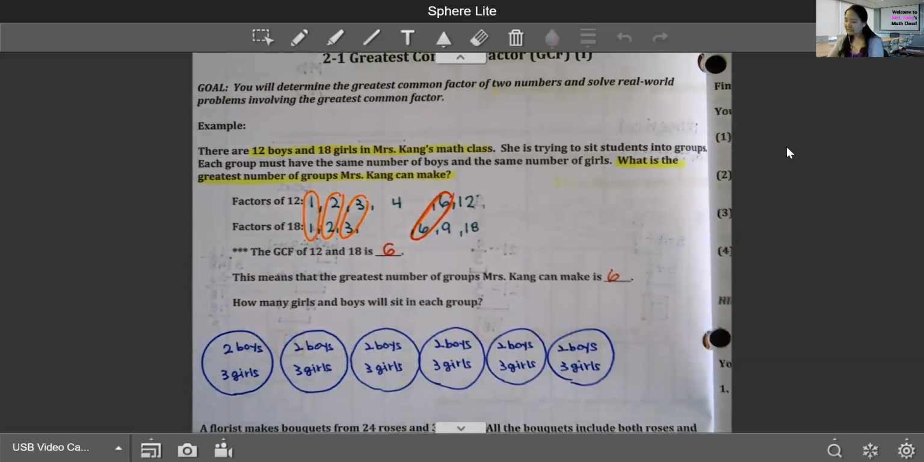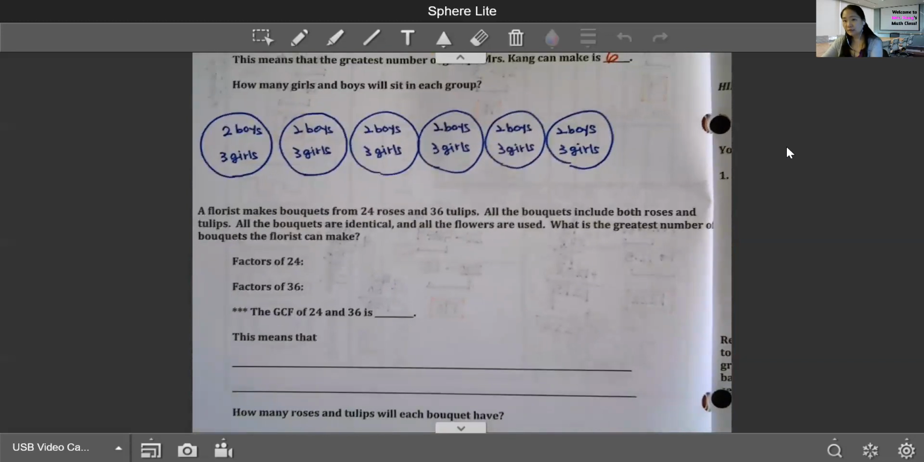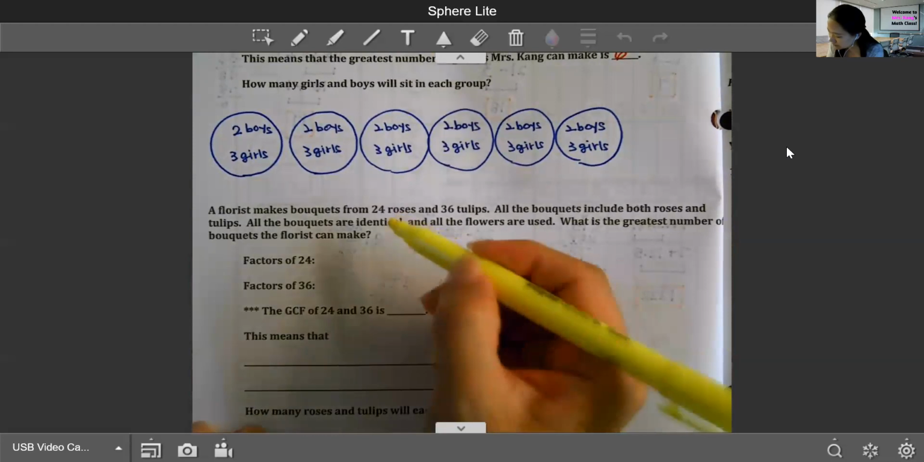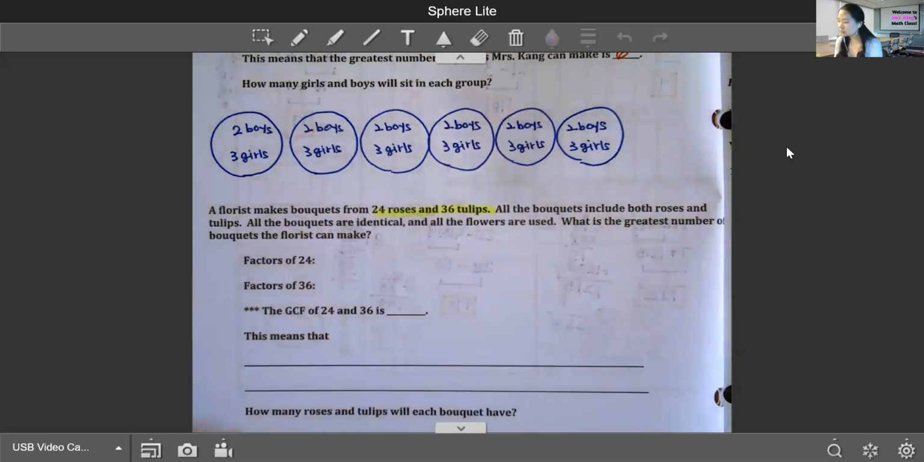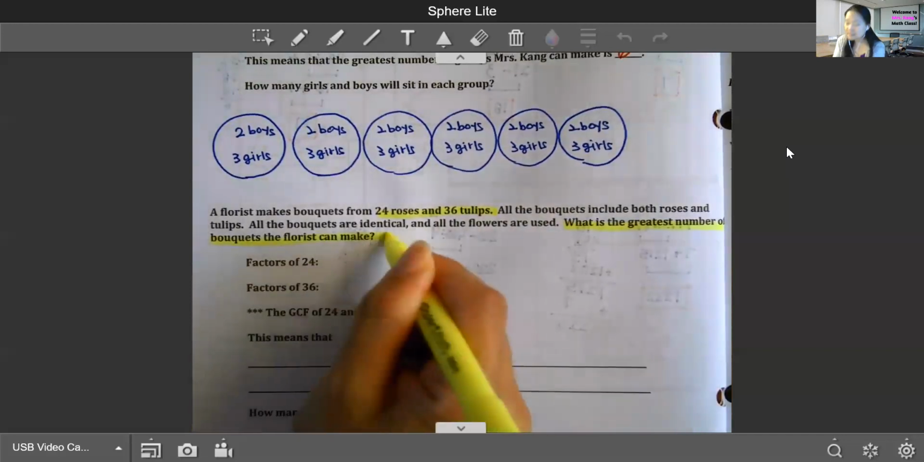So using that same idea, I'm going to do another example, but because we already went over the first example, I'm going to try to go a little bit faster. A florist makes bouquets from 24 roses and 36 tulips. All the bouquets include both roses and tulips. All the bouquets are identical, so the same number of types of flowers. What is the greatest number of bouquets the florist can make?